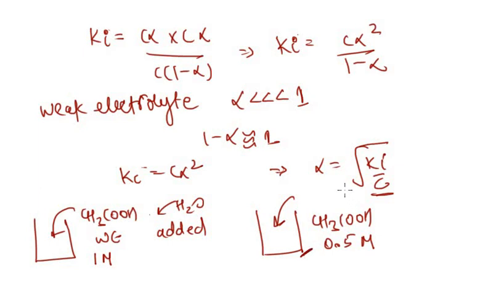Okay, we are not talking about K, which will be the same, as we will say that depends on temperature only. But alpha will change. Alpha will be more in that case. So we came to that conclusion by the result of Ostwald dilution law.